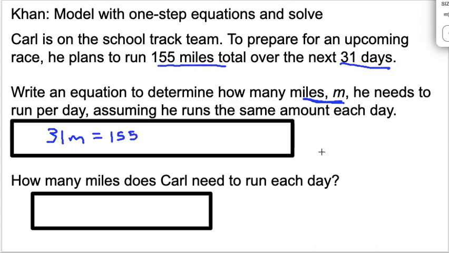So then our equation we could use to solve it, so m, remember if it's multiplication, we use division to solve it, so m would be 155 divided by 31. And that ends up being 5, okay? So that's what you'd end up putting in here, okay? So that's the way you do these. Take a look at these, work your way through these.